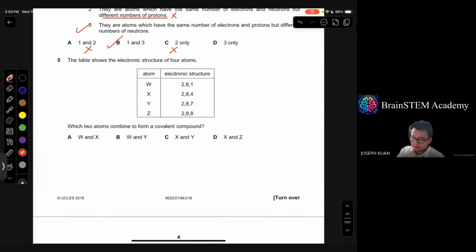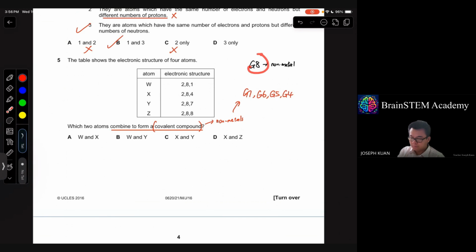Moving on, number 5. The table shows the electronic structure of 4 atoms. Which 2 atoms combine to form a covalent compound? A covalent compound is formed when nonmetals combine with each other, and nonmetals can be typically found in group 7, group 6, and also I would say some of them in group 5 and group 4. Right? Although group 8 are nonmetals, however, they don't form covalent molecules because they already have a full outer shell in their atomic structure. So our idea is from group 7 to group 4.